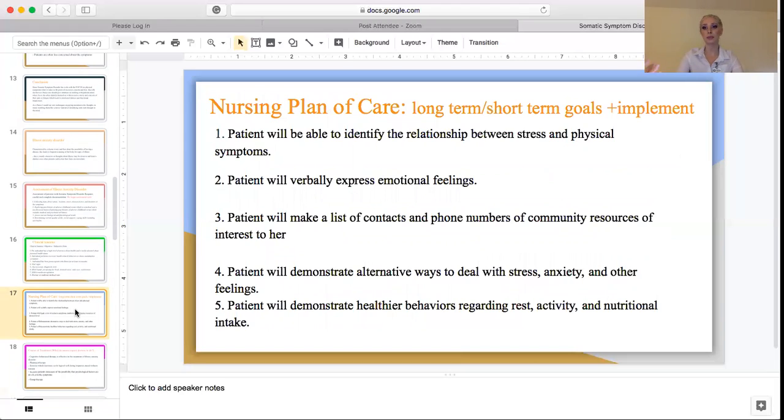Nursing care plan, long-term and short-term goals and implementations. Patients will be able to identify the relationship between stress and physical symptoms. Patients will verbally express their emotional feelings. They can make a list of contacts and phone numbers of community resources of interest to her or him. Patients will demonstrate alternative ways to deal with stress, anxiety, and other feelings. Patients will demonstrate healthier behavior regarding rest, activity, nutritional intake.